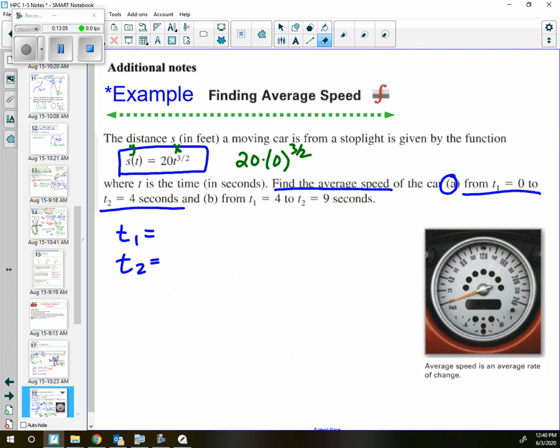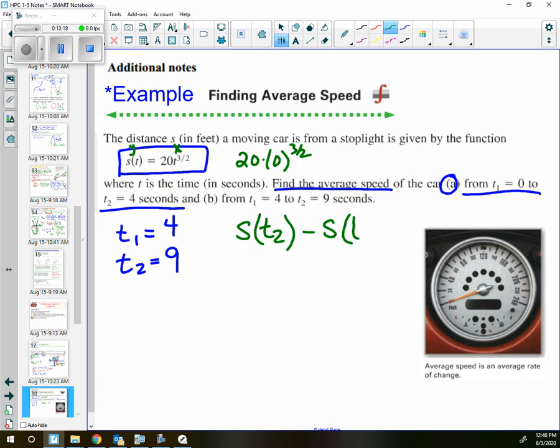All right. So if I start with my time 1 as being 4 seconds, where I just was, and then to 9 seconds, I'm going to do that same calculation. I'm going to take the distance it traveled at the second time minus the distance it traveled at the first time, over time 2 minus time 1. See if this is different. Is it still going to be 40 feet per second, or is that going to be something different? So we need to calculate s of 9, so after 9 seconds.